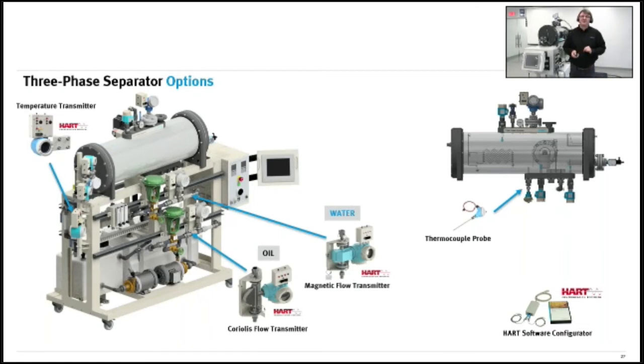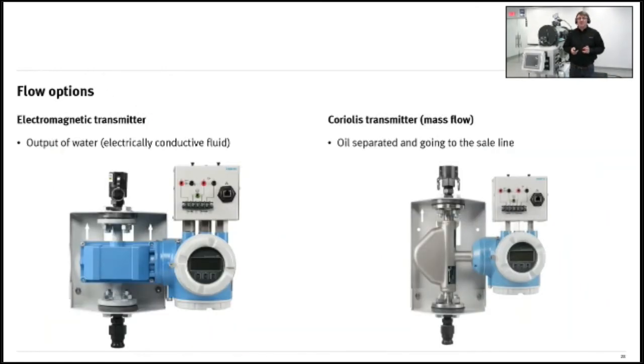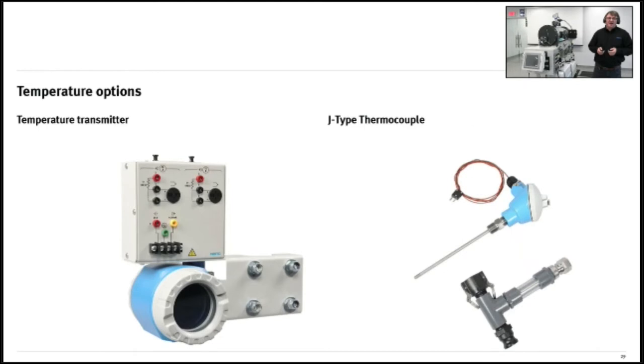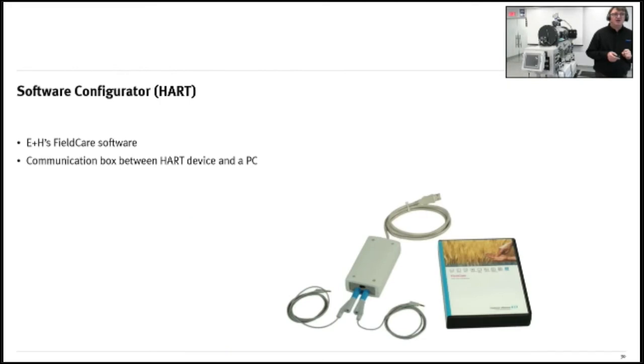In the flow options, we have an electromagnetic transmitter and a Coriolis transmitter for mass flow. In the temperature, we're going to have a J-type thermocouple with the temperature transmitter, knowing that the temperature transmitter can read two inputs, either RTD or J-type thermocouples. We can have the software configurator from HART, so we can connect to the instruments and change the parameters directly from the PC.